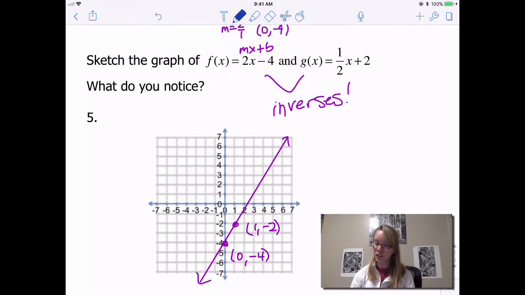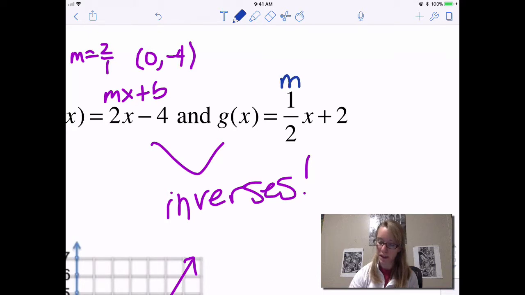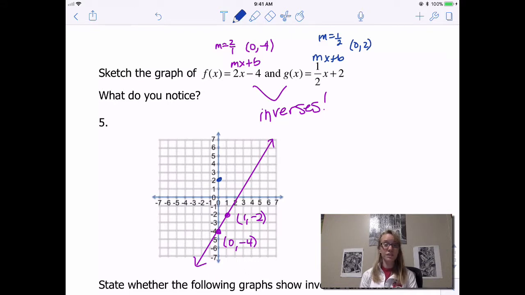Okay, then I'm going to draw g of x. So this is y equals mx plus b. So b is 2, so I have the point (0, 2). And then I have m equal to 1/2. So (0, 2) is right here, and then I go up 1/2. And I want to know what relationship these two lines have.